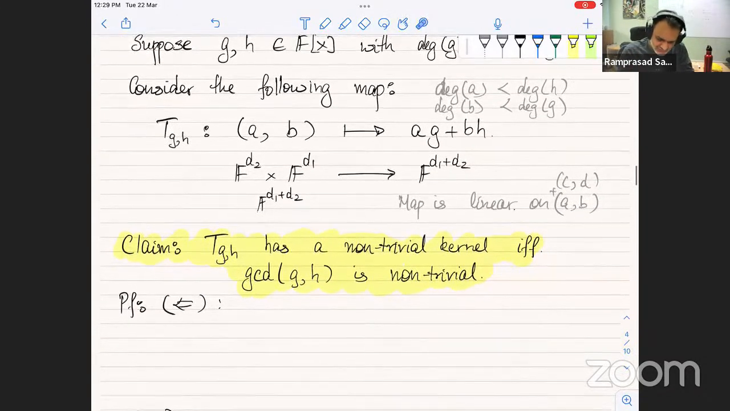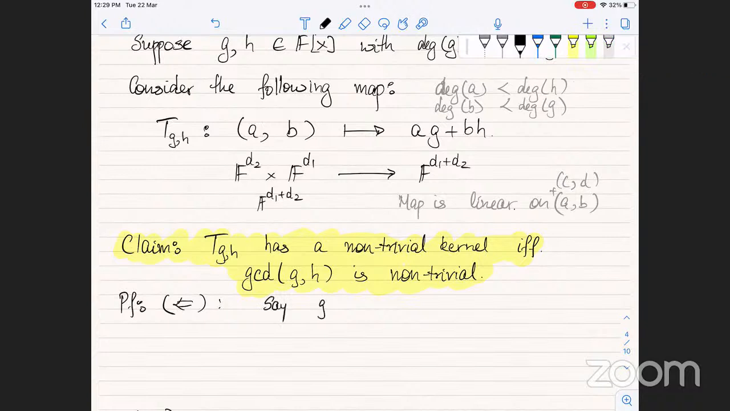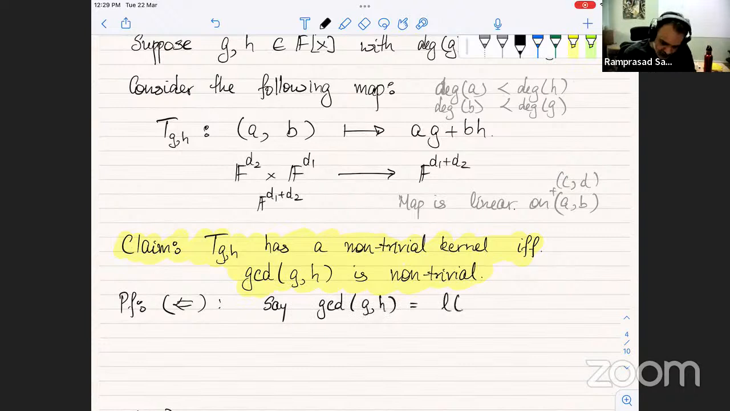I mean, one direction is usually clear. So can someone tell me, suppose I tell you that the GCD of g and h is actually non-trivial. Say the GCD of g and h was equal to some L of x. What does this mean? It means that g of x equals some L of x times some u of x, and h of x is equal to L of x times v of x.